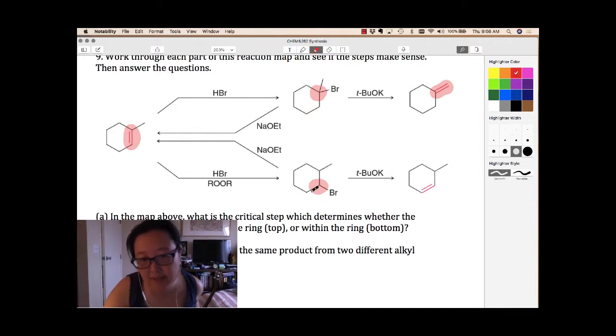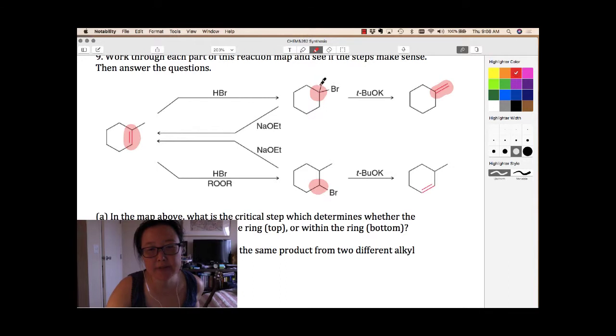So the double bond's going to form that way. And then to do elimination on this internally, I need a small base to grab the hydrogen in here. So then I'll use sodium methoxide. So the critical step that determines whether the pi bond is external to the ring, like this, or internal inside the ring, really came from this step here.